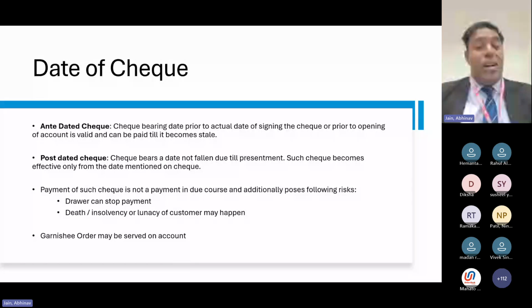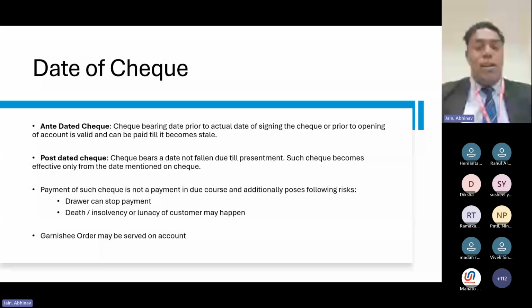What I want to make clear over here, I hope you are clear with both the definitions. Don't get confused by antedated check and post-dated check. It might come as a question in the examination, what is an antedated check. So if a check bears a date prior to the actual date, it is an antedated check. And if the date has not yet fallen, such checks are post-dated checks.